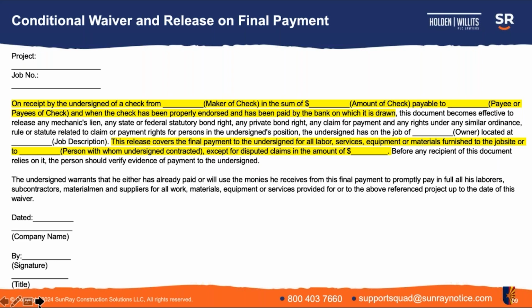So the distinction between the final waiver and the progress waiver is the final waiver doesn't have that through date, because this is now applicable to the end of the project. Instead, it says you're waiving all rights on the project and you receive final payment, but it does give you that provision to include disputed claims. And if you have disputed claims at the end of the project, you want to take advantage of that.